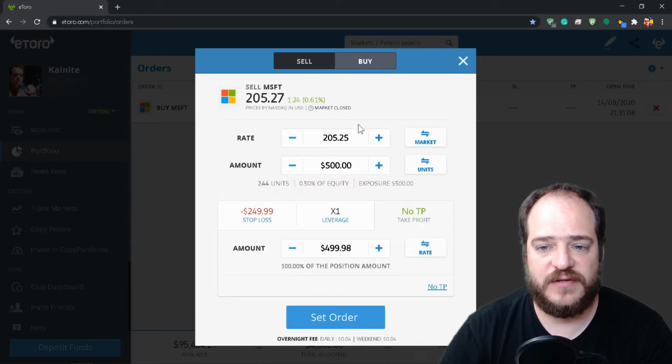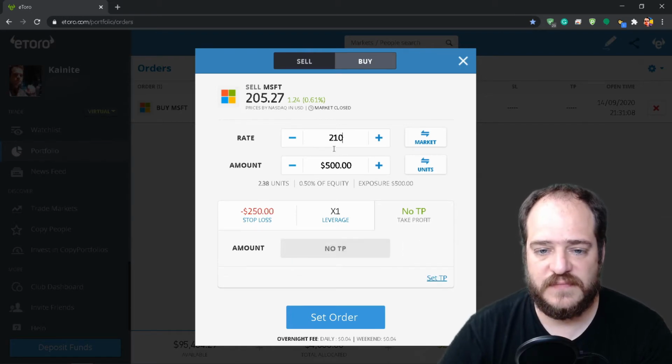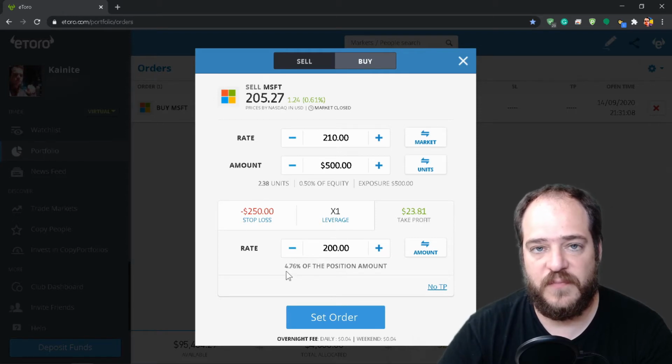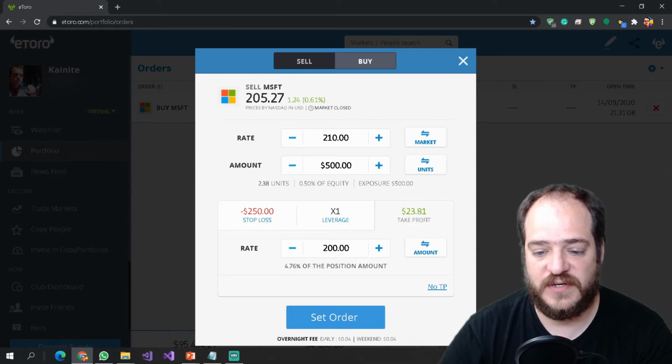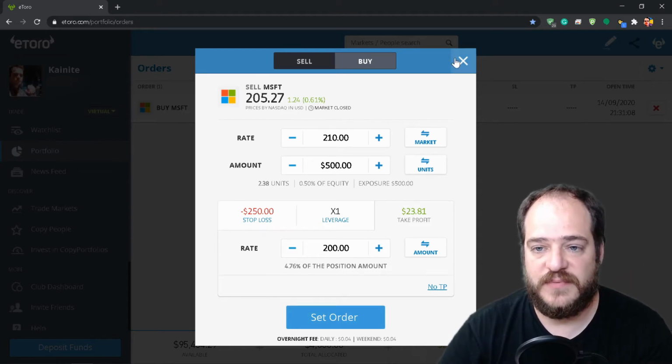To explain, a sell order is, for example, I have here Microsoft at 205 and I'm going to put 210. I'm going to spend $500 and now I want to take a profit. I'm going to set a profit of 4.76% or 23 euros and 81 cents. So I can place this order if I know that the stock is going down. For example, this could be a thing that we could do when Tesla a couple of days ago went down.